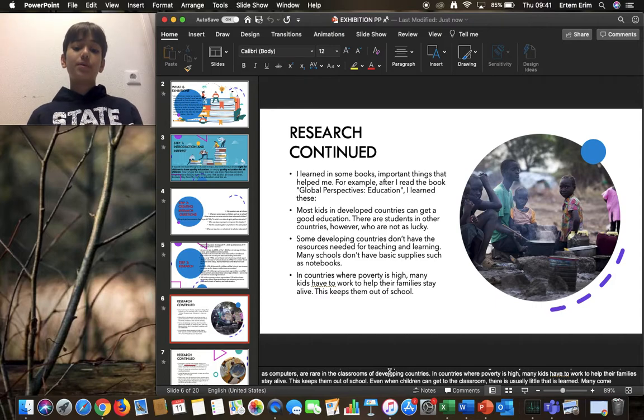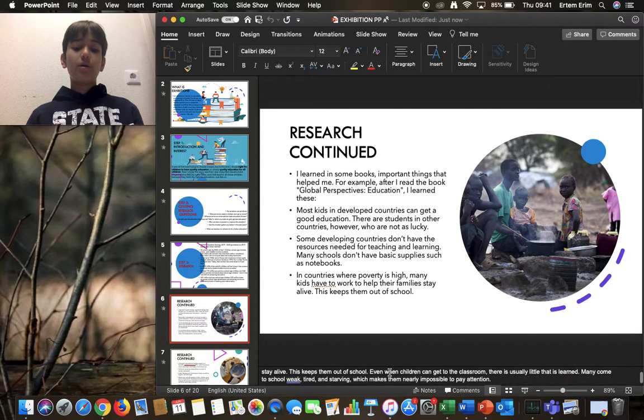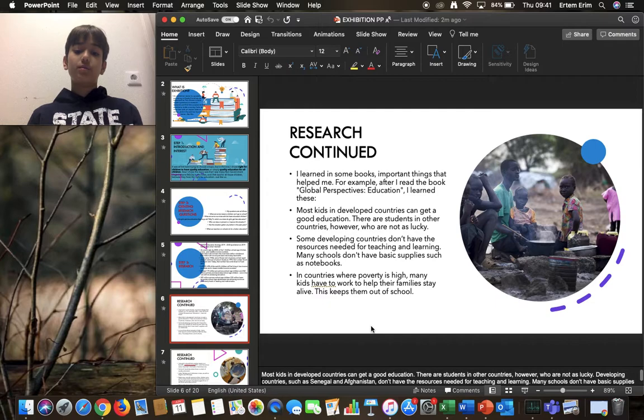In countries where poverty is high, children have to work to keep their families alive. This keeps them out of school. Even when they can get to the classroom, there's usually little that is learned. Many come to school weak, tired, or starving, which makes it nearly impossible to pay attention.